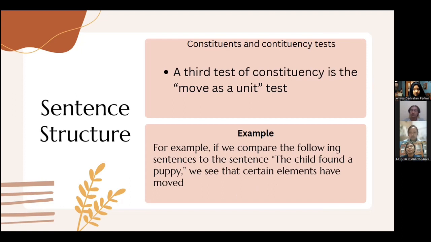So a third test of constituency is the move as a unit test. For example, if we compare the following sentence to the sentence, the child found a puppy, we see that it contains elements that move.